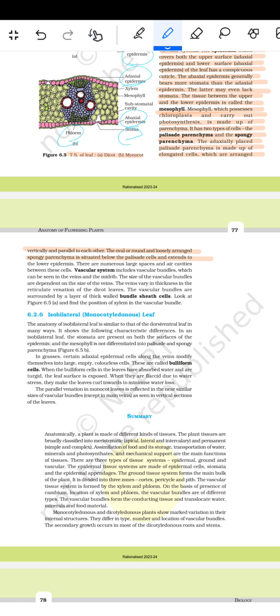The transverse section of the leaves of dicot and the monocot. Extends to the lower epidermis. There are numerous large spaces and air cavities between these cells. The vascular system includes the vascular bundles, which can be seen in the veins and the midrib. The size of the vascular bundles is dependent on the size of the veins. The veins vary in thickness in the reticulate venation of the dicot leaves. The vascular bundles are surrounded by a layer of thick walled bundle sheath cells. उसके बाद फिर कहता है फाइंड द पोजीशन ऑफ द जाइलम इन द वैस्कुलर बंडल.